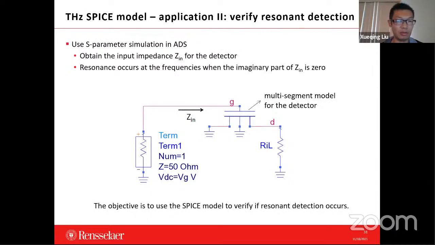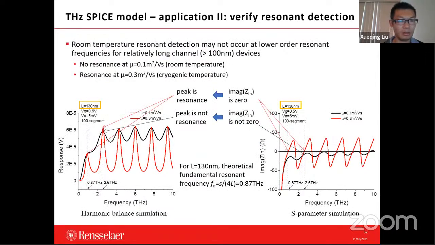Another example is to use the SPICE model to verify resonant detection, because we could use S-parameter simulation in ADS to obtain the input impedance for the detector. Then we could tell if the resonance occurs at the frequencies by checking if the imaginary part of the input impedance is zero or not. So here is a simulation schematic. This slide shows the simulation example.